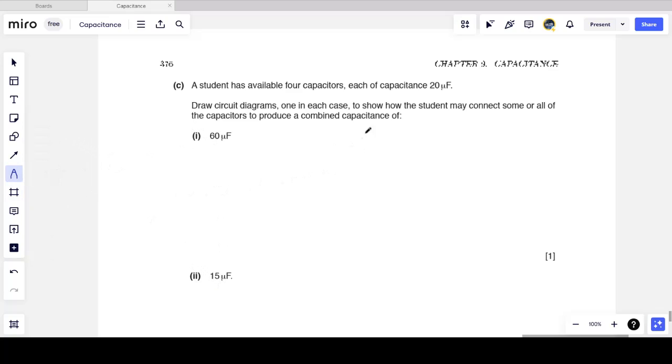If I take these 3 capacitors, each with capacitance 20 microfarads, and I connect them in parallel, 20 plus 20 plus 20 gives me 60. So what this means is I have 1 capacitor, 2 capacitors, 3 capacitors. I don't really have to label this diagram because all of the capacitors are identical. They have the same capacitance. And I just need to draw all 3 of these capacitors in parallel.